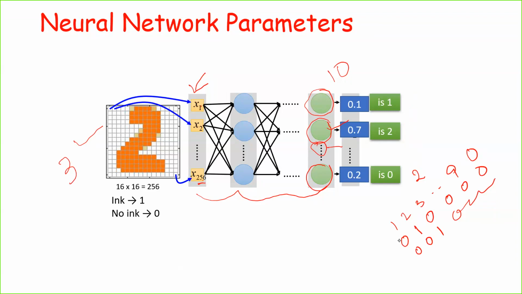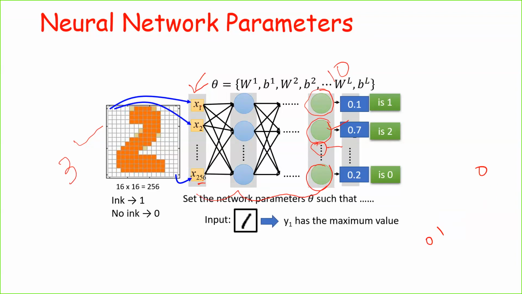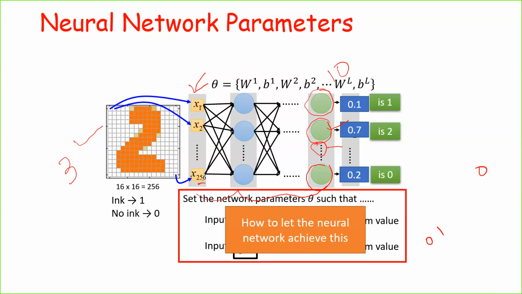So you have to set the network parameters in such a way that whenever you pass input 1, y1 should get the maximum value. Whenever you pass input 2, y2 should get the maximum value, and so forth, right? So how to let the neural network achieve this is the question.